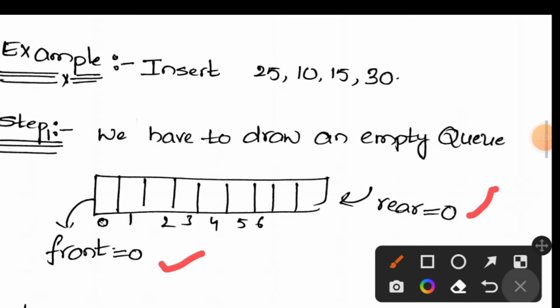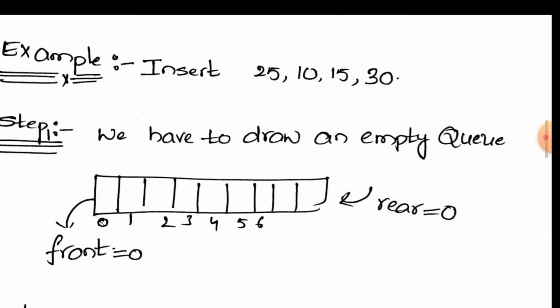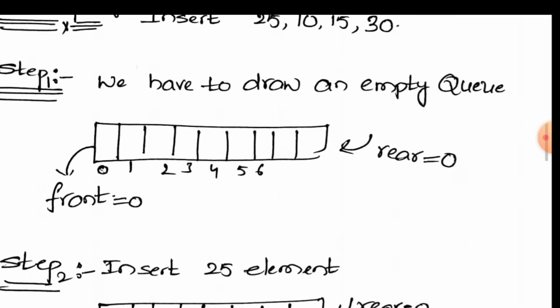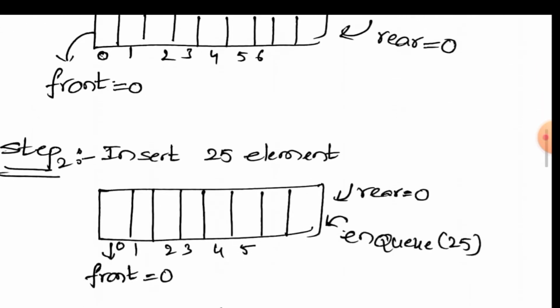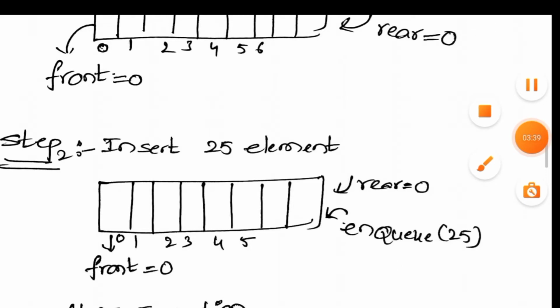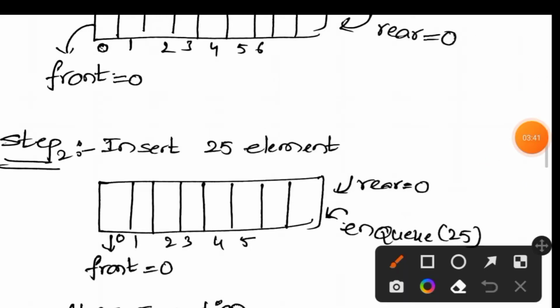Next, we have to insert the element 25. After this you have to draw the queue. Here we use the method to insert the element, that is NQ. So NQ of 25 means that on this queue, the 0 position is there. So rear position is 0 and front position is 0.